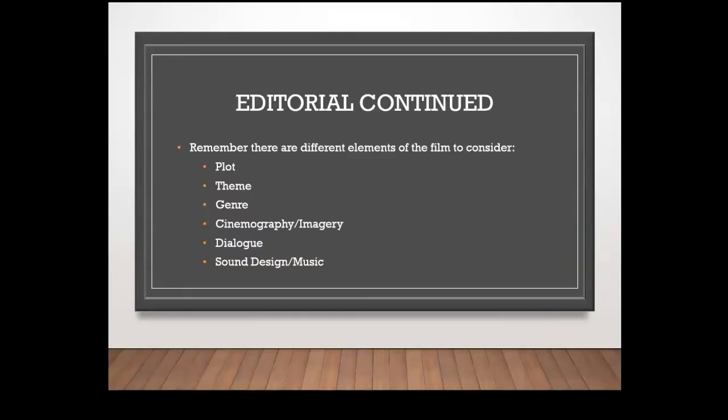All right, editorial continuing. Remember, there are different elements of the film to consider and write about. The plot, the theme of the movie. What is the plot trying to say about the world? The genre. Does it fit in the genre? Is it a good example of the genre? If it's a horror film, does it have all the things you consider part of a horror film? Is it a romance film? Does it have that?